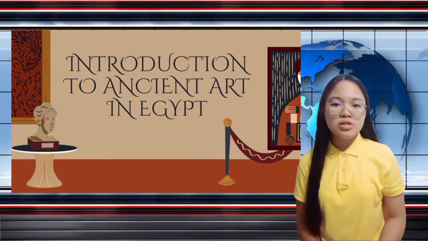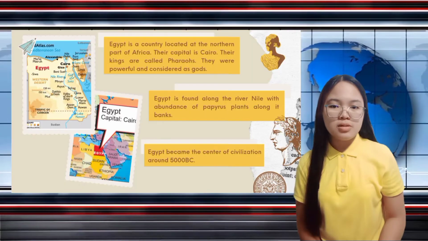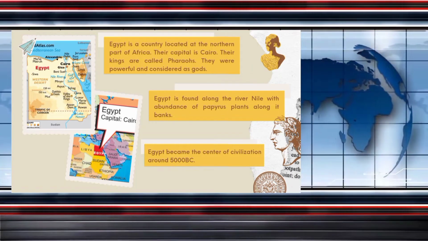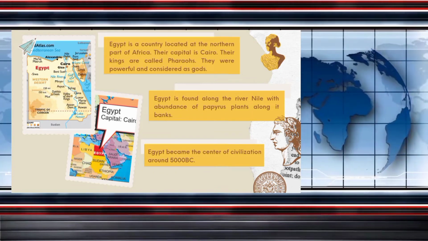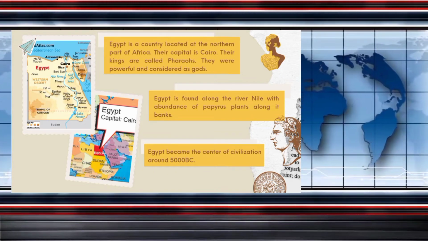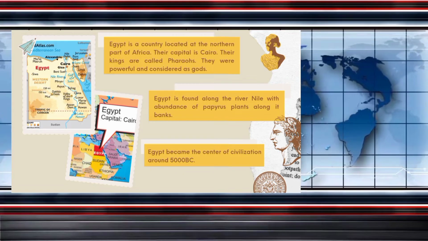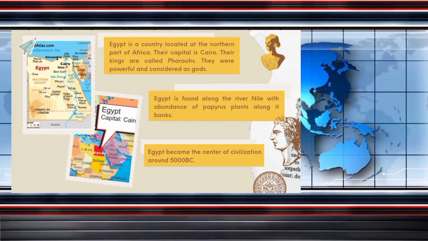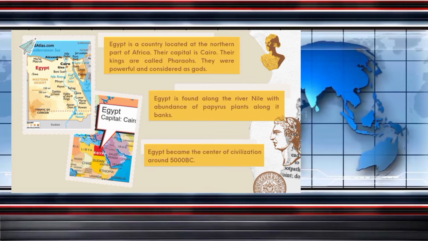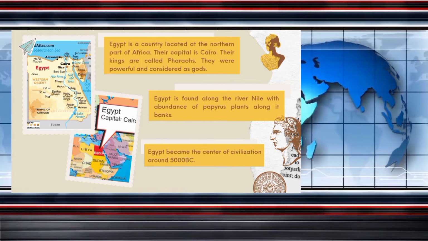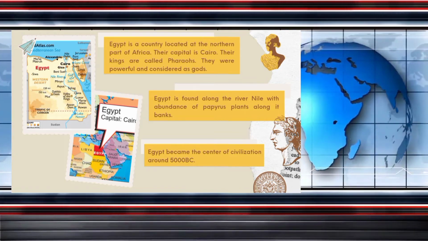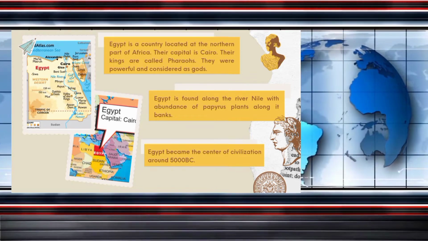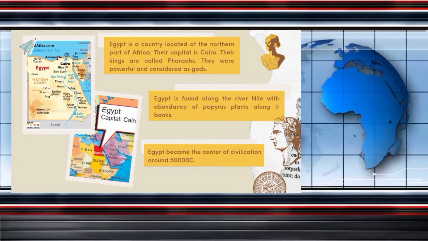Introduction to Ancient Art in Egypt. Egypt is a country located at the northern part of Africa. Their capital is Cairo. Their kings are called pharaohs. They were powerful and considered as gods. Egypt is found along the river Nile with abundance of papyrus plants along its banks. Egypt became the center of civilization around 5000 BC.